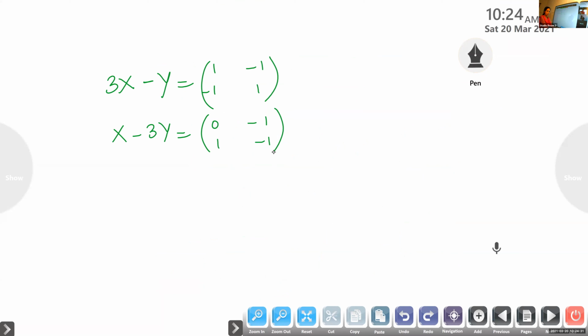So look at your children. It is given 3X minus Y is equal to the matrix 1, minus 1, minus 1, 1, and X minus 3Y is equal to 0, minus 1, 1, minus 1. Find X and Y. Here capital X and capital Y mean you want to find the matrices, isn't it? So what can we do?